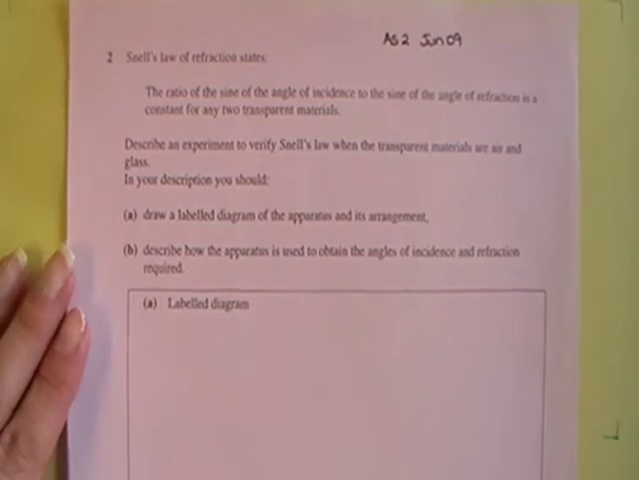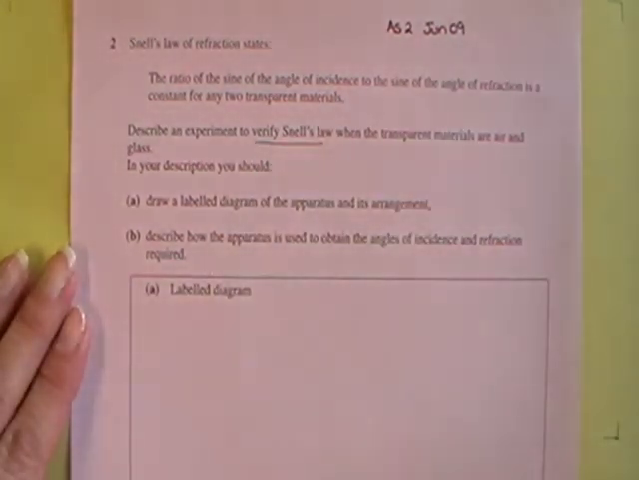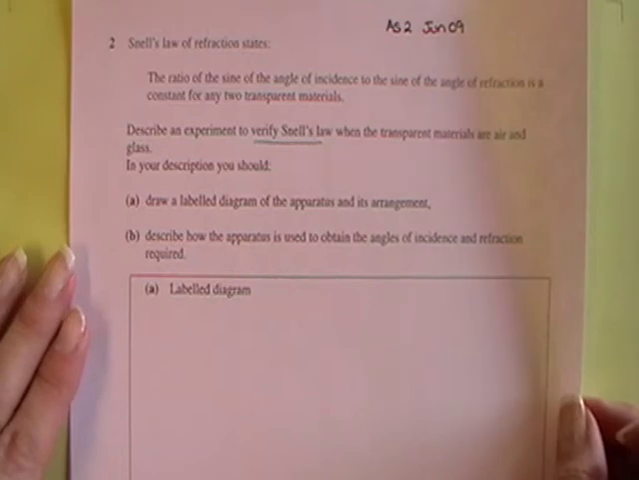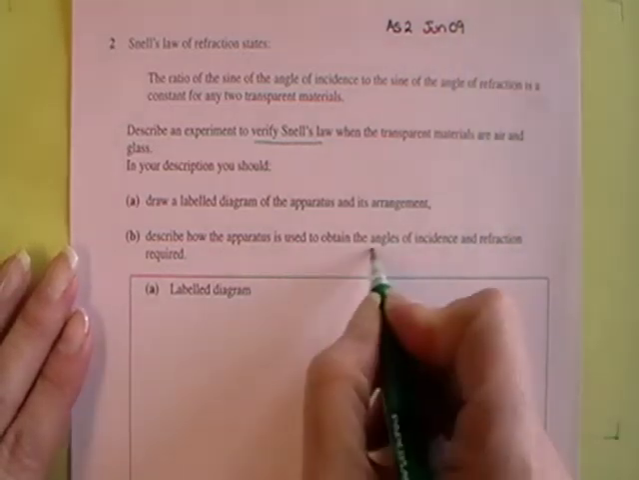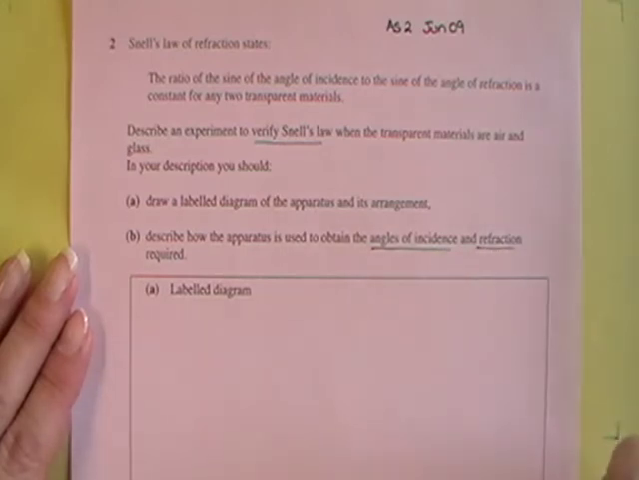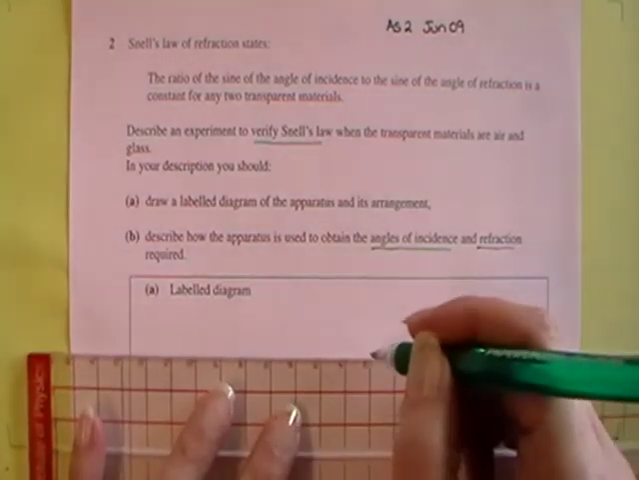Describe an experiment to verify Snell's law when the transparent materials are air and glass. In your description, you should draw a labelled diagram of the apparatus and its arrangement, and B, describe how the apparatus is used to obtain angles of incidence and refraction required. Firstly, a labelled diagram of the apparatus.